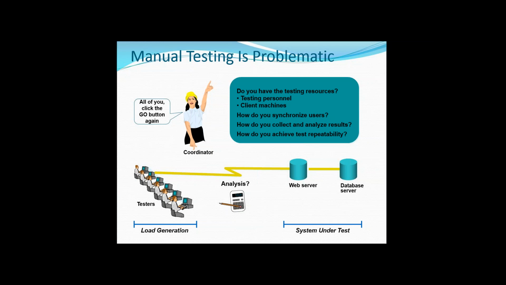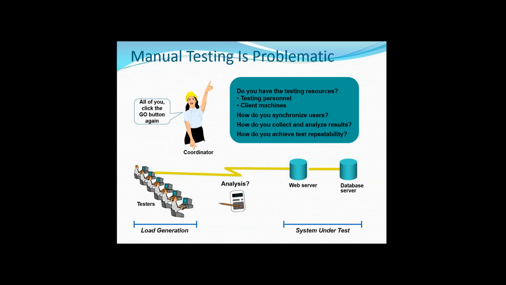So the main reason why we can't do this manually is because we cannot synchronize users, we cannot collect the results, and we cannot achieve test repeatability. To achieve results in performance testing, when we are very worried about response time or throughput, you have to run multiple tests. You should keep doing multiple rounds of testing, compare the results, and then conclude where you have got the best performance numbers.